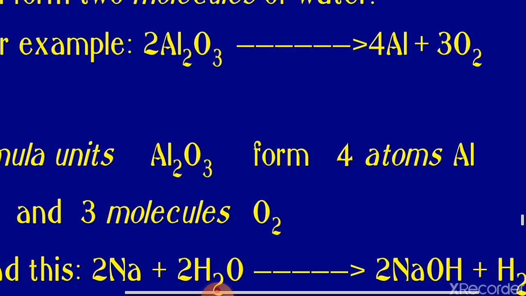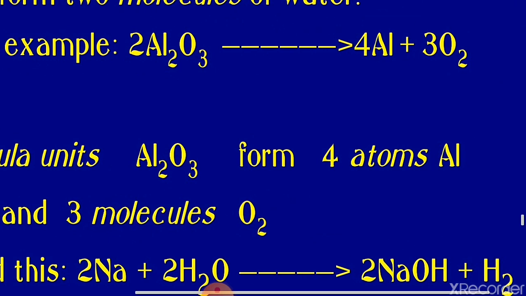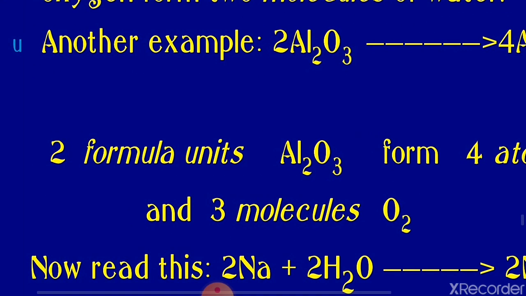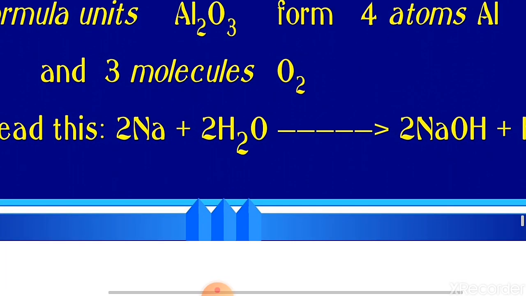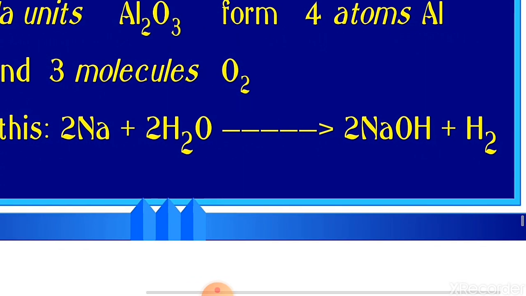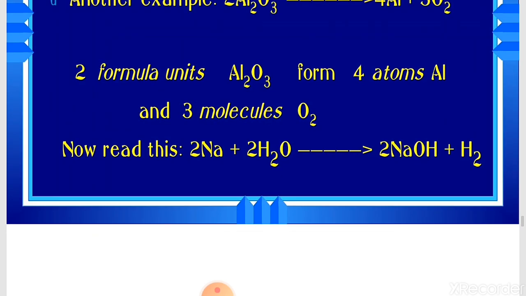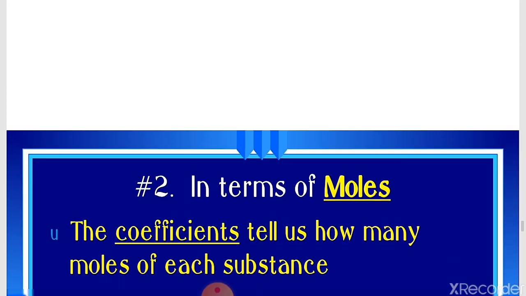Another example, 2Al2O3 gives 4Al and 3O2. So two formula units of Al2O3 form 4 atoms of Al and 3 molecules of oxygen. Similarly, 2Na plus 2H2O gives 2NaOH plus H2. That is, 2 atoms of Na combine with 2 molecules of water to give 2 molecules of sodium hydroxide and 1 molecule of hydrogen. So in terms of particles we are representing.